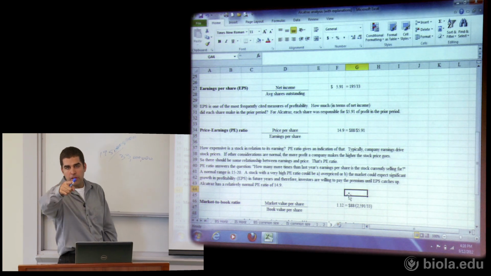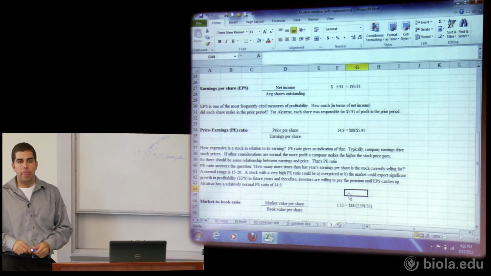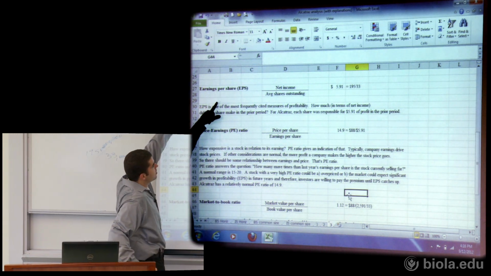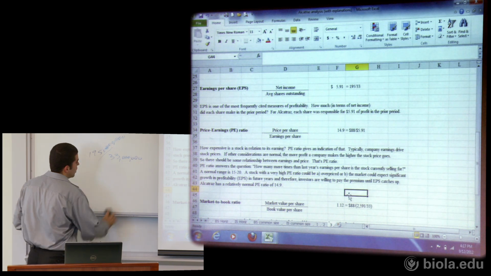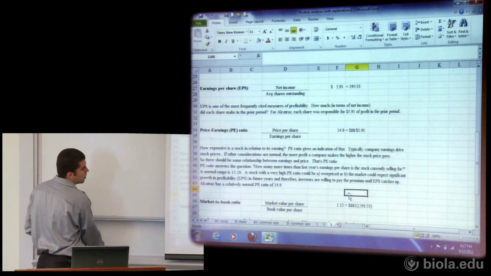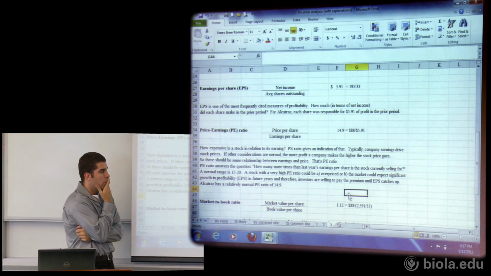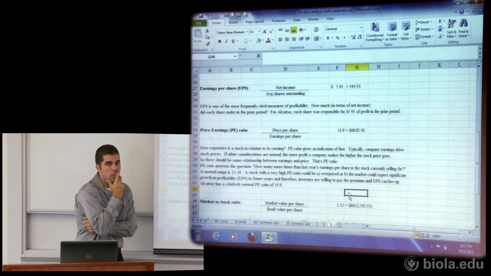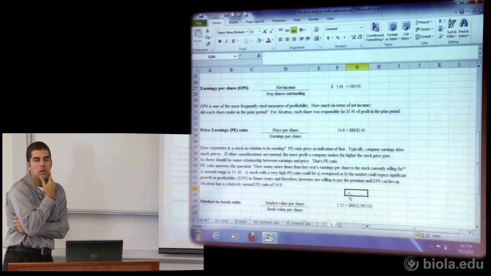PE ratio, we're almost done here. Hang on for just a second. PE ratio, go ahead. Yeah, PE ratio was basically just taking that 5.91. Okay, so we had to calculate this first, which we wanted, and then you divide it by the amount each share is worth, which came out to 14.9, which is actually the average. And it's the ratio between what you're paying for and what you're earning on the stock.